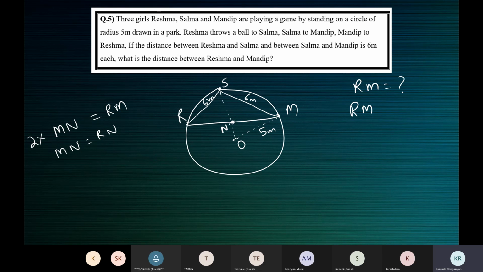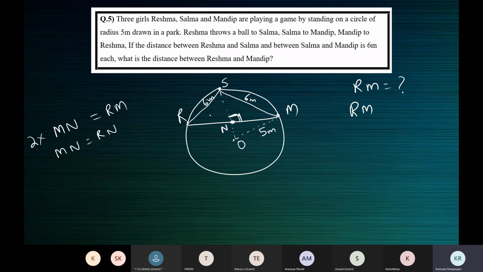Also, you need to prove that SN is perpendicular to RM. You need to prove two things: N is the midpoint of RM, and this angle here is 90 degrees. That is, SN is perpendicular to RM.